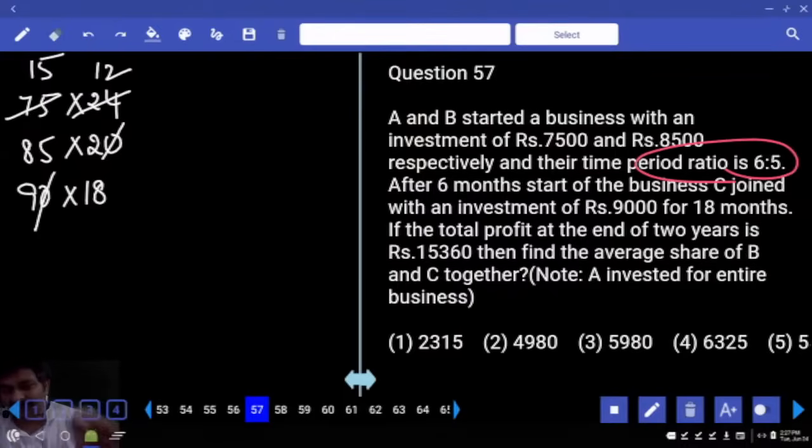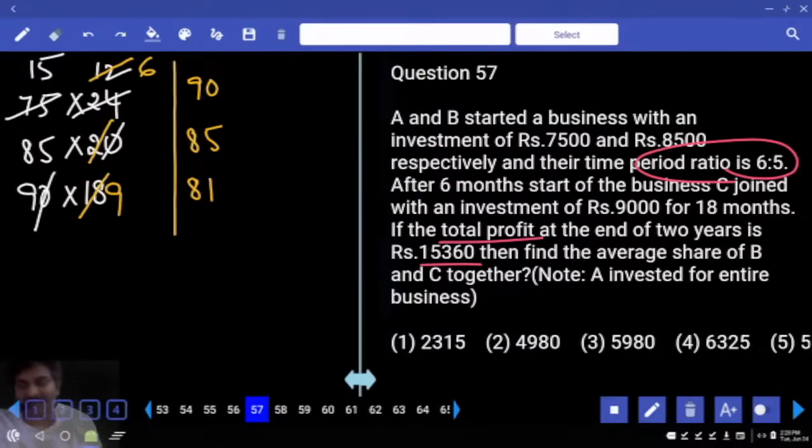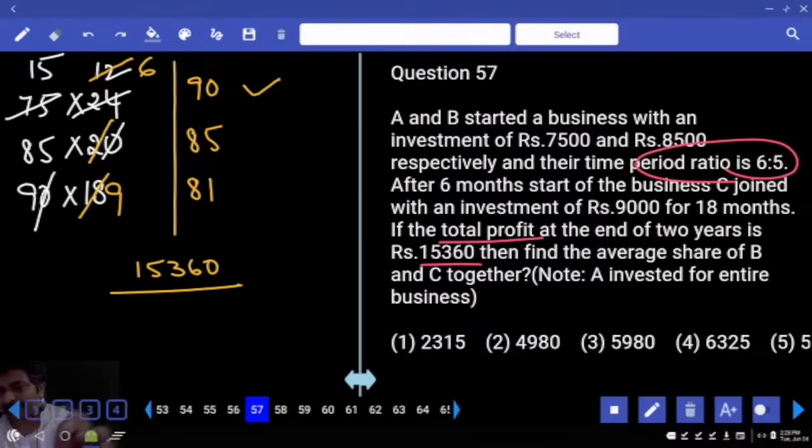Next, again you have an even number. 6 times, even 9 times, 15 6 times, 90, 85, 81. You got it? Total profit is 15,360. 15,360 is divided into 90, 85, 81. Correct? 80, 80, 160, 90, 250 plus 6, divided by 256 will give you one part.